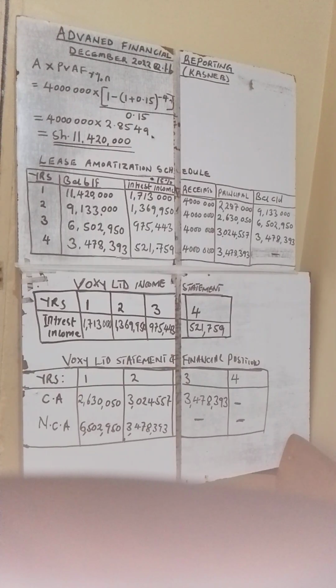Now, finance lease, which sometimes can be called a capital lease, is a lease that transfers substantially all the risks and returns incidental to the ownership of an asset to the lessee. The title of the asset may or may not be eventually transferred. It is a lease under which the present value of the minimum lease payments at the inception of the lease exceeds or is equal to substantially the whole of the fair value of the leased assets.